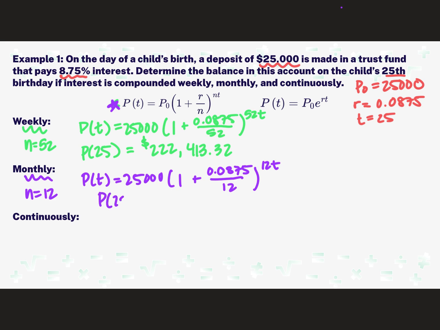Using a calculator to help us, we'd plug in 25 and find that there would be $221,061.10. So not as good as the weekly basis. When we calculate this interest compounded continuously, that's when we're going to use this next one with e, Euler's number.